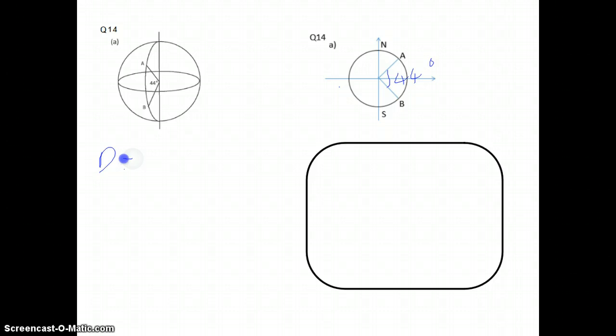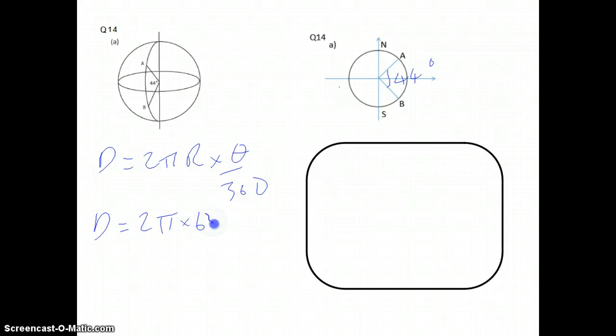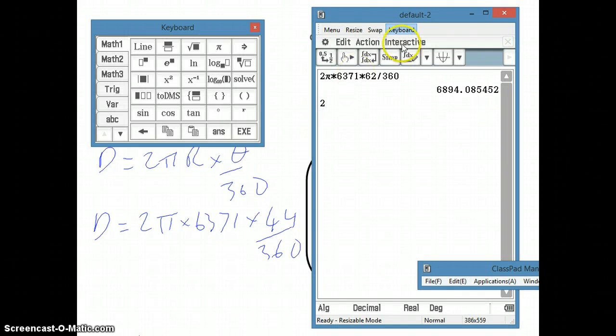That way you can use D equals 2 pi r times theta over 360. D is 2 pi times 6371 times 44 out of 360. And again, put that in your calculator. And we're going to have 2 pi times 6371 times, this time it is 44 out of 360. So our answer is this time 4,892.58 kilometers.